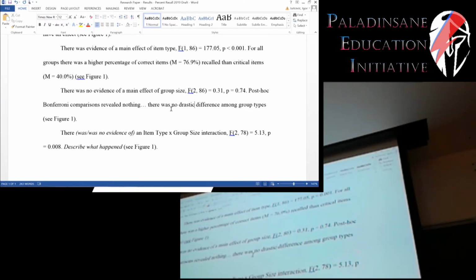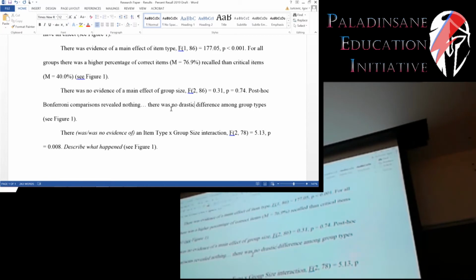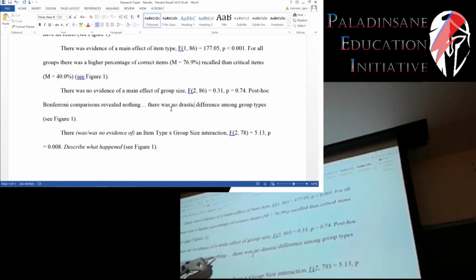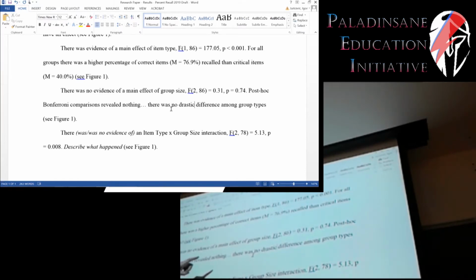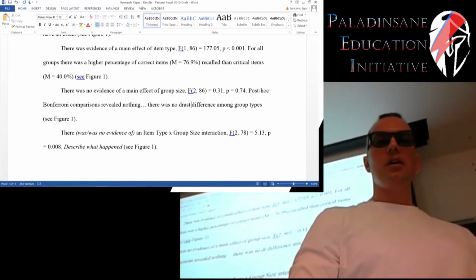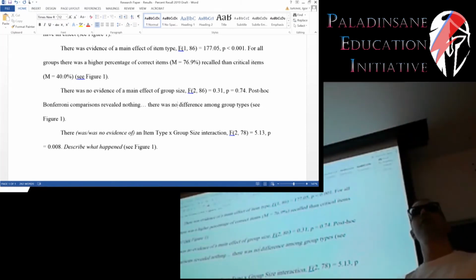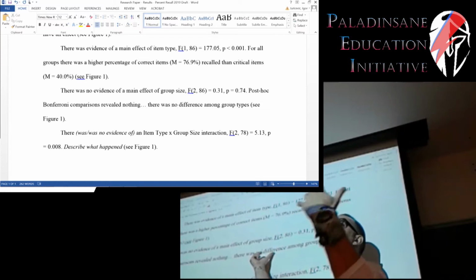They should be able to infer from that, but we don't want to leave it up to them. We don't want to basically say, oh, you figure it out on your own. We want to make it explicit. So we will tell them the Bonferroni comparisons revealed nothing. There was no drastic differences among group types. We tell them there was no differences so that they don't have to waste their mental capacity trying to hold on to all this information and figure out what this means. The other thing, though, is that this drastic difference, just take it out, because we report the inferential statistics. We do not report the actual measured statistics.